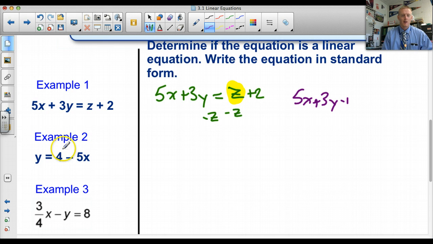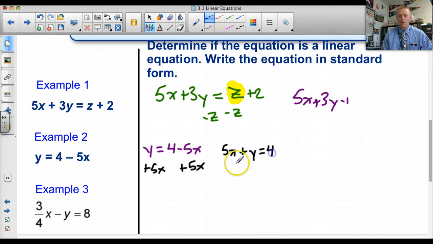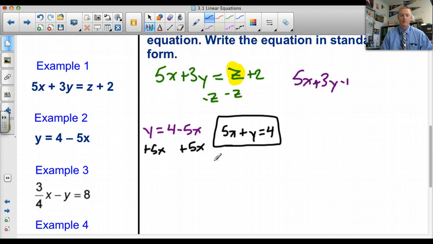Alright, here we are. Next one, y equals 4 minus 5x. So in standard form, we want to have all our x's and our y's on the same side, and we're going to then bring this minus 5x over, so we add 5x to both sides. That gets us to 5x plus y equals 4.